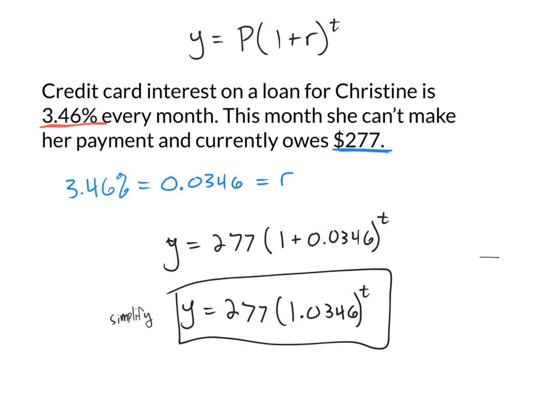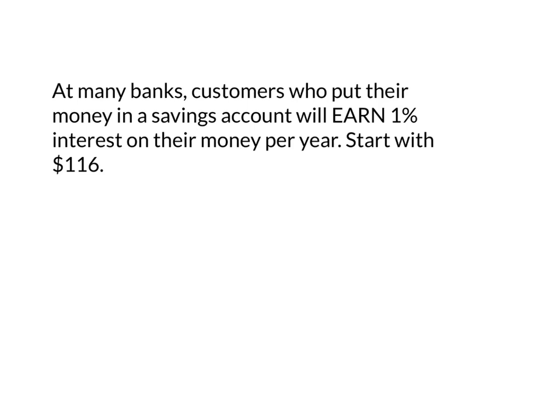There's 2 more example problems that I want to show you, so stick around with me. We'll go a little bit faster, but we've identified the growth rate, we've identified the starting point, and we're going to keep going. Many banks' customers put their money into a savings account which earns 1%.